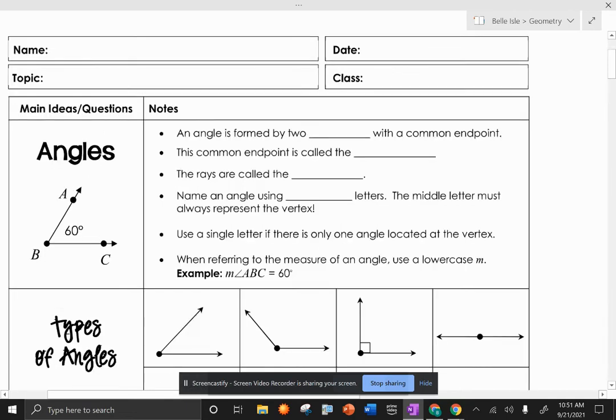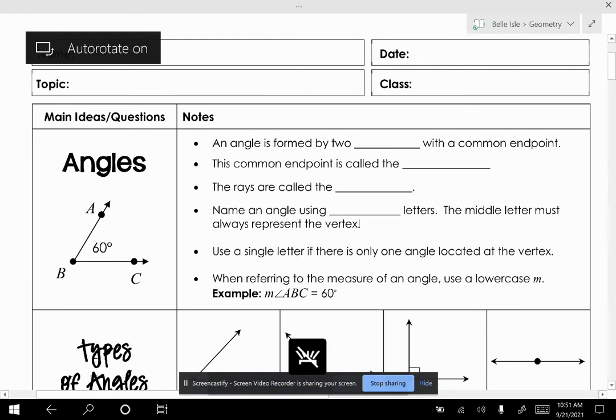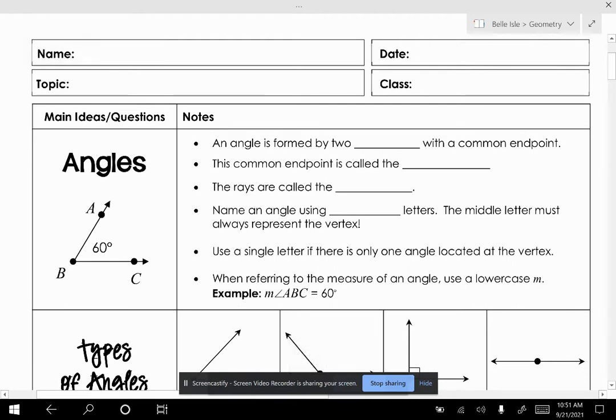Let's make it 30 or so people. Okay, guys. Angles. Okay. Please fill out your heading.